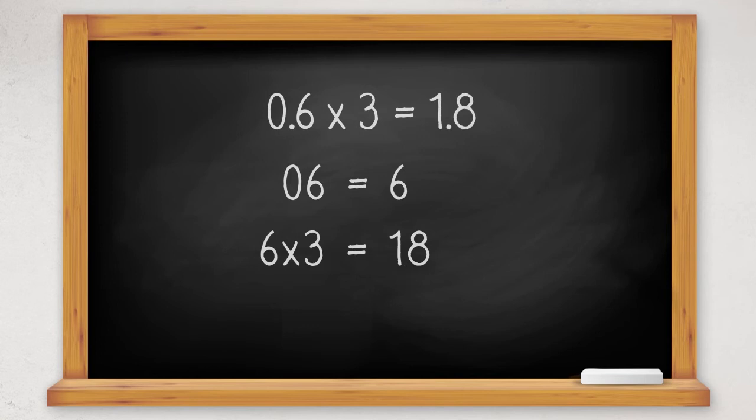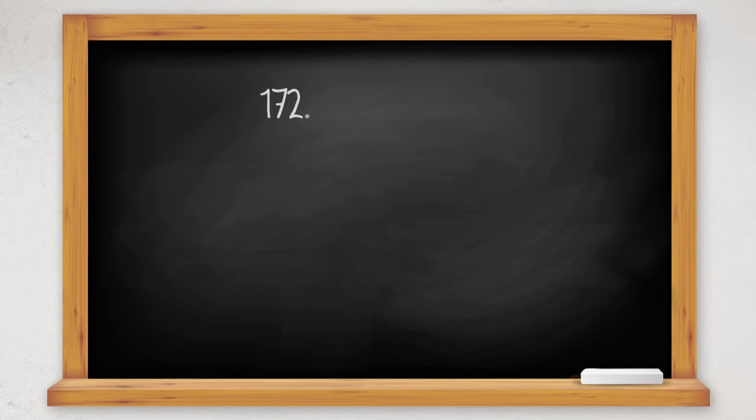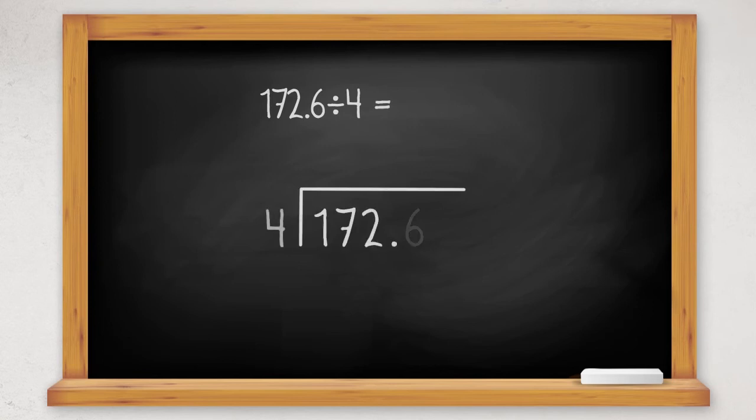We will now learn how to divide a decimal number by a whole number up to 9. Suppose we want to divide 172.6 by 4. We write it out as normal division, and we place the decimal point in the answer directly above where it is in the sum. We now divide in the usual way.